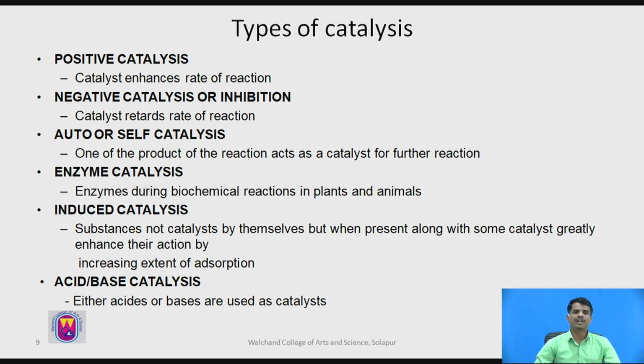Next one, auto or self catalysis. When one or two reactants are allowed to react with each other and products are formed, then one of the products formed functions as a catalyst for further reaction. So such type of catalysis is called autocatalysis. For example, the titration between KMnO4 and oxalic acid.